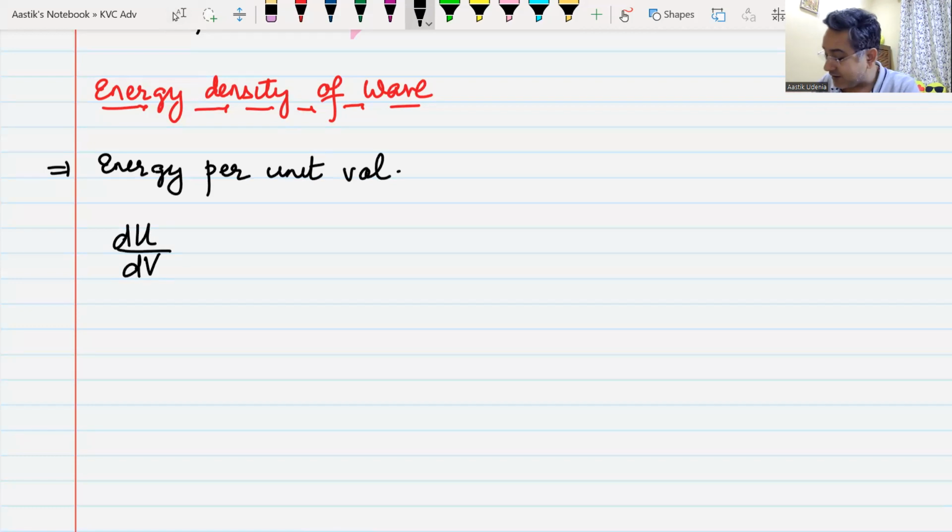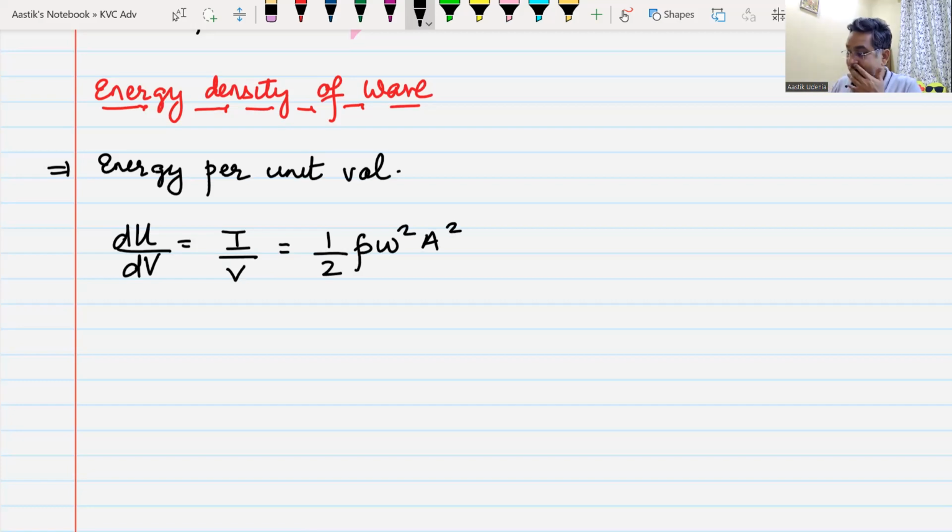And this du by dv can be found out by intensity divided by the speed v, and therefore the formula for this becomes half rho omega squared into a squared.